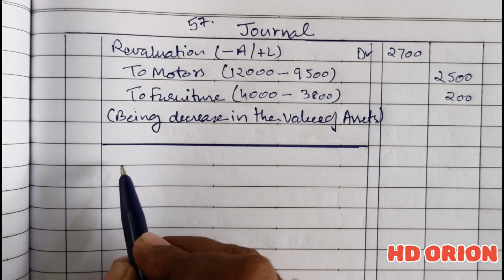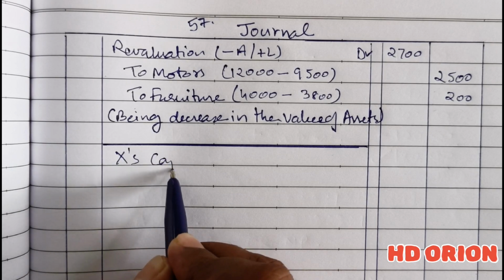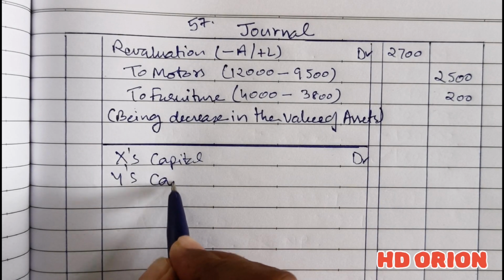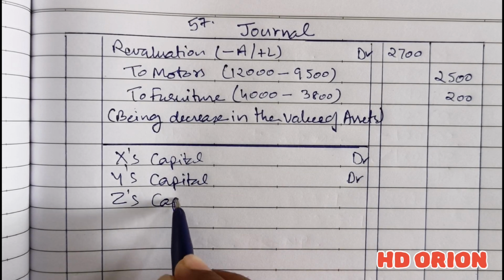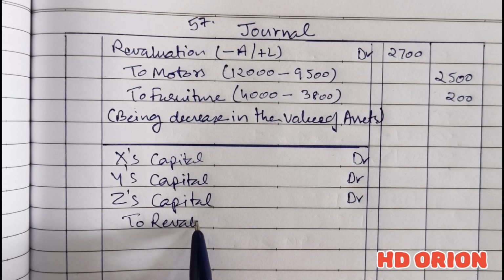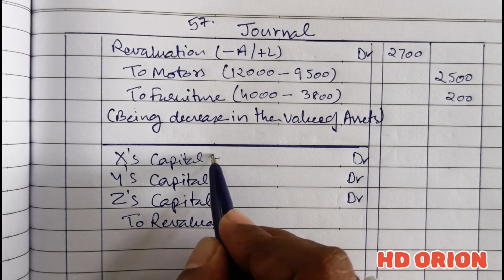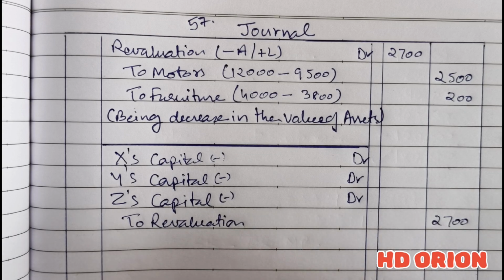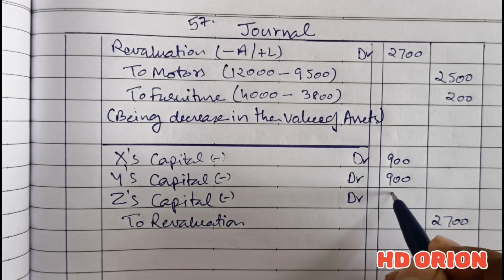And this loss will be given to the old partners in their profit sharing ratio. So X's capital account debited, Y's capital account debited and Z's capital account debited to revaluation account. It's a loss, so capital accounts will be debited and reduced. So when we are preparing balance sheet, this amount has to be deducted from the capital balances. So it is how much? 900 each, because they are equal partners.